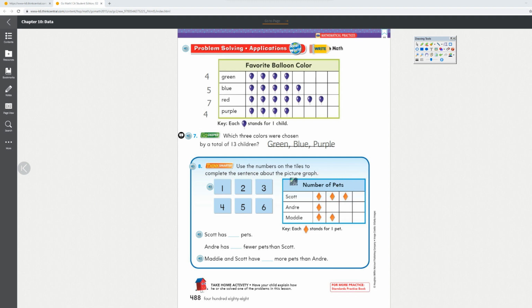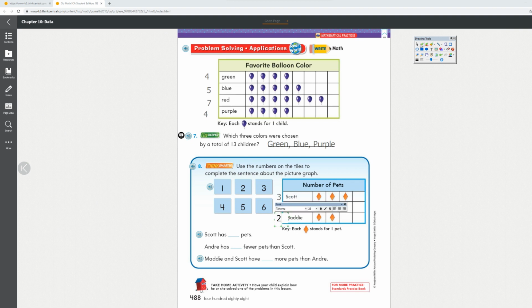It looks like they did number of pets. And then the categories are the people, the students. So we have Scott, Andre, and Maddie. So each diamond, picture of a diamond, is going to equal 1 pet. So this information is telling us that Scott has 1, 2, 3 pets. So let's write down 3 for Scott. Andre has 1 pet, because all we did is count 1 diamond. And Maddie has 2 diamonds, which equals 2 pets. So Maddie has 2 pets.